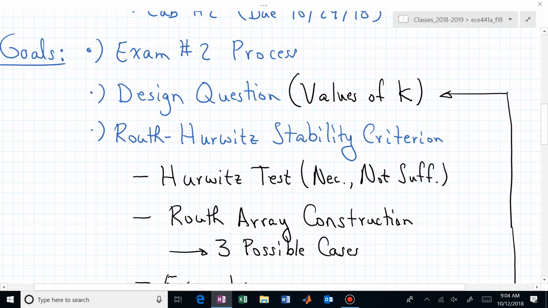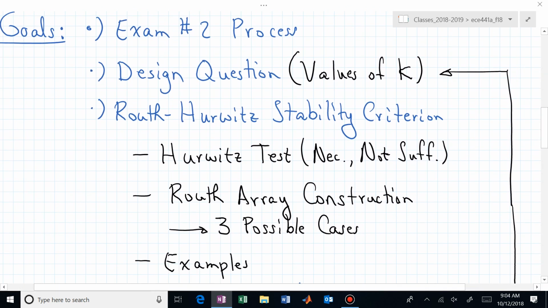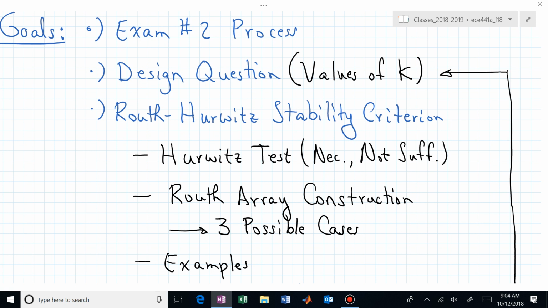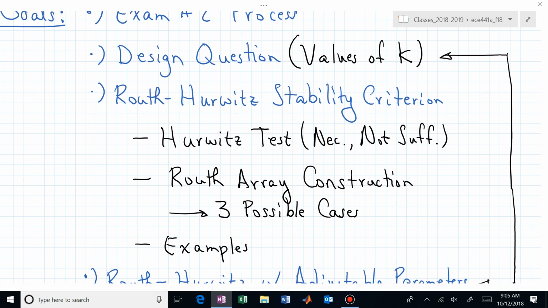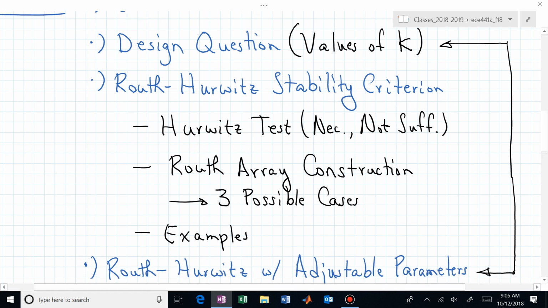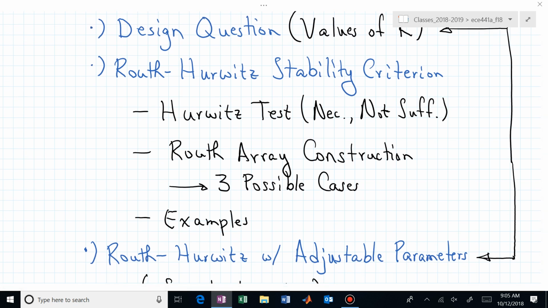So here's what I want to do today: quickly tell you what the process is for exam number 2. Then we will talk about a design question, meaning if I now have a free parameter in my system, think a parameter in your controller, a gain k or a value k, how do I pick that to achieve stability or achieve the performance that I want in my system? That's the first question, and that hopefully will motivate the Routh-Hurwitz stability criterion, which is separated into two pieces.